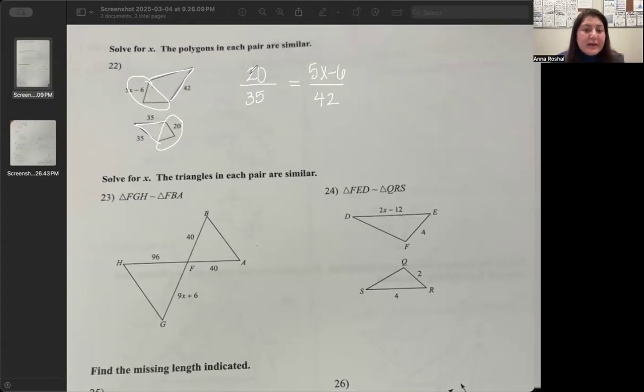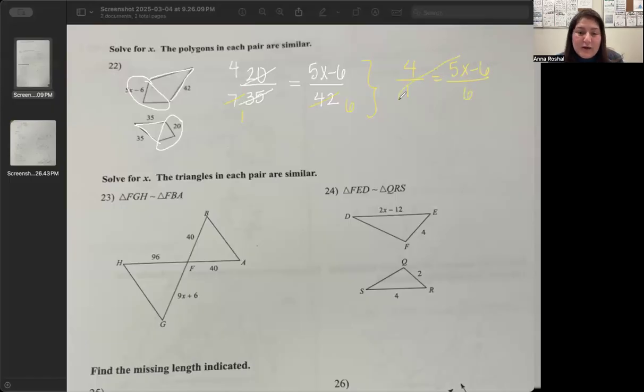Before I cross multiply though, I do want to simplify as much as possible to make my life a little bit easier. So I'm going to divide both of these by 5 to get 4 and 7. And I also know that I can divide 7 and 42 by 7 to get 1 and 6. So my new proportion is 4 over 1 equals this 5x minus 6 over 6.